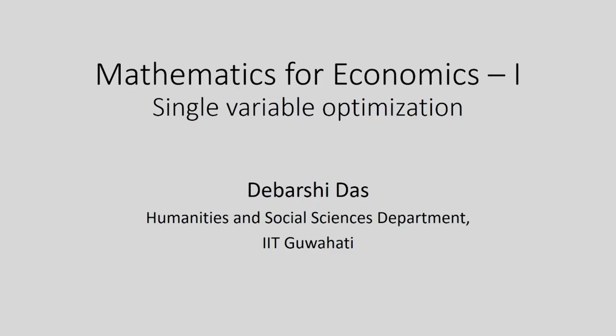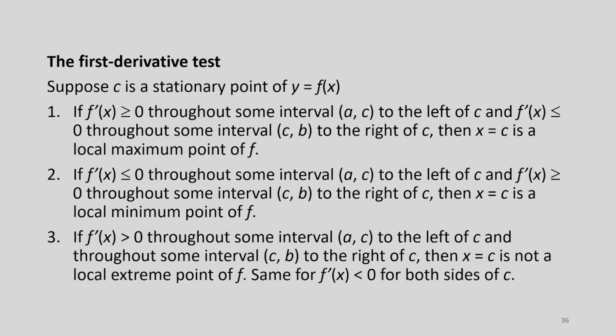Hello everyone, welcome to another lecture of Mathematics for Economics Part 1. The topic that we have been covering in the last few lectures is optimization with a single variable, and this is the last thing that we discussed in the last lecture that you can see on your screen. We talked about the local extreme points, how to find the local extreme points, that means local maximum and local minimum. And the test that we were talking about is called the first derivative test.